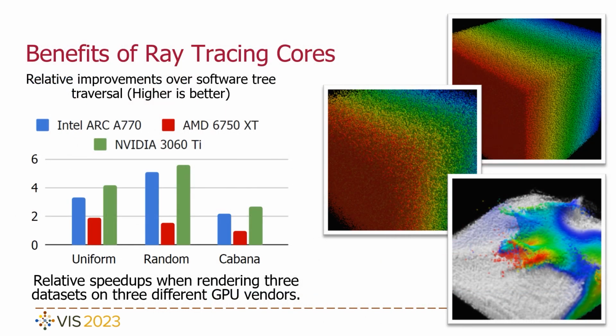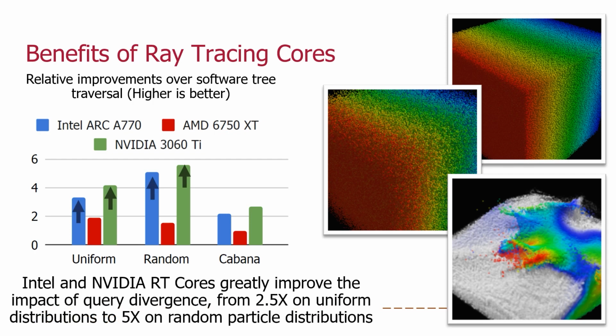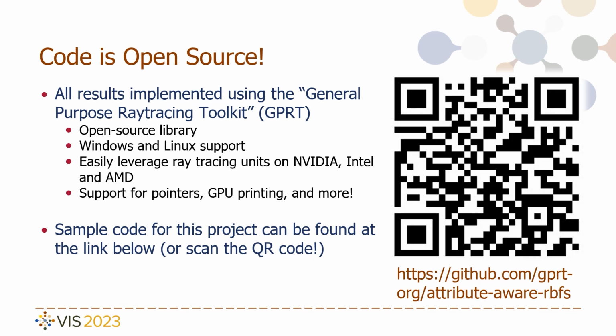Finally, we measured the relative speedups from ray tracing cores over a software-based traversal across 3 different RT-Core architectures and found performance improvements were best for units with full tree traversal. This suggests that ray tracing cores reduce the impact of divergent tree traversal on radius range queries. All results for this paper are open source and were implemented using the general purpose ray tracing toolkit. Sample code for this project can be found at the link below, or you can scan this QR code.